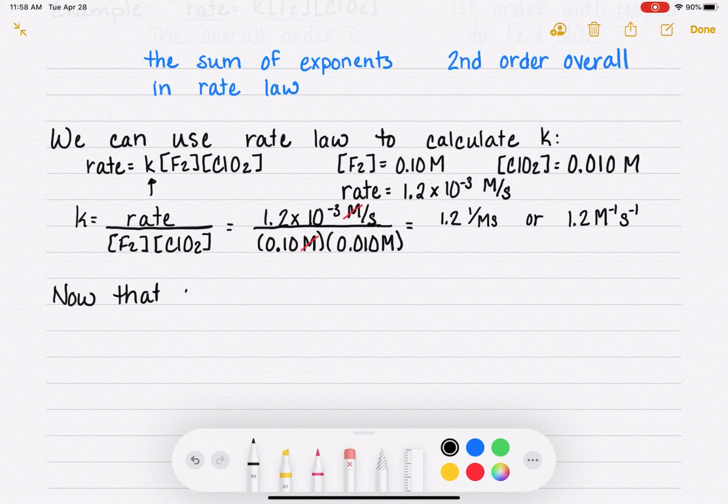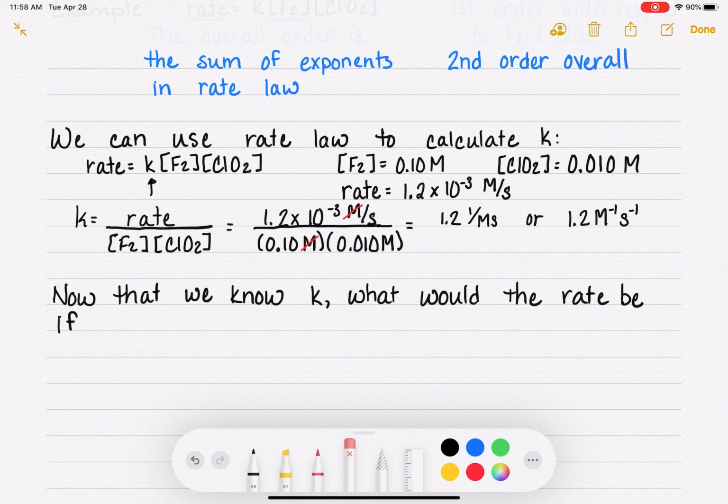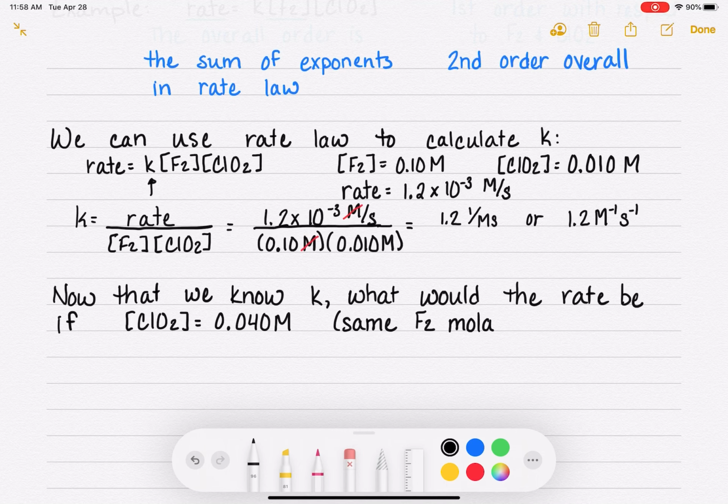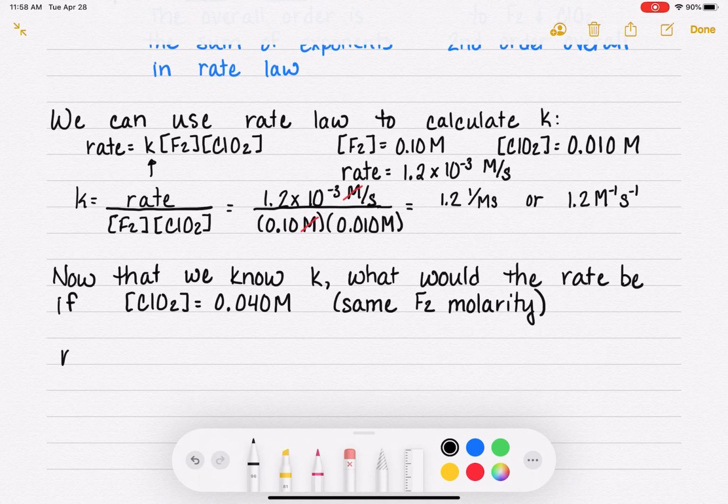now that we know K, let's calculate what the rate would be if we change the concentration of ClO2. So for the ClO2 concentration, let's say that we quadrupled it. So it's 0.04. And we'll keep the F2 concentration the same. So again, this is just going to be another algebra problem. We are using our rate law again.